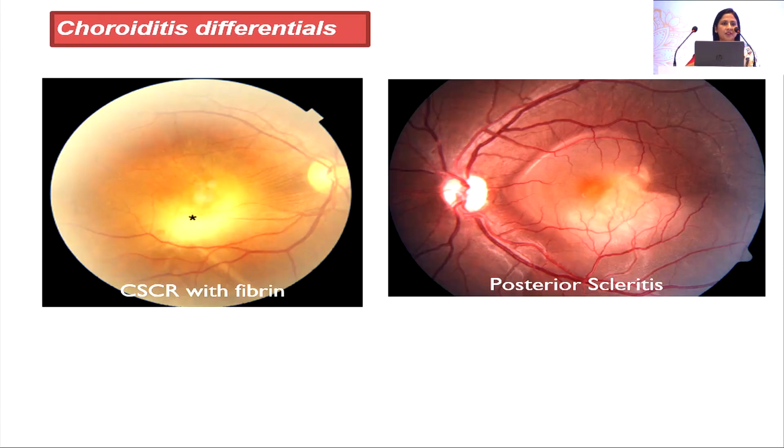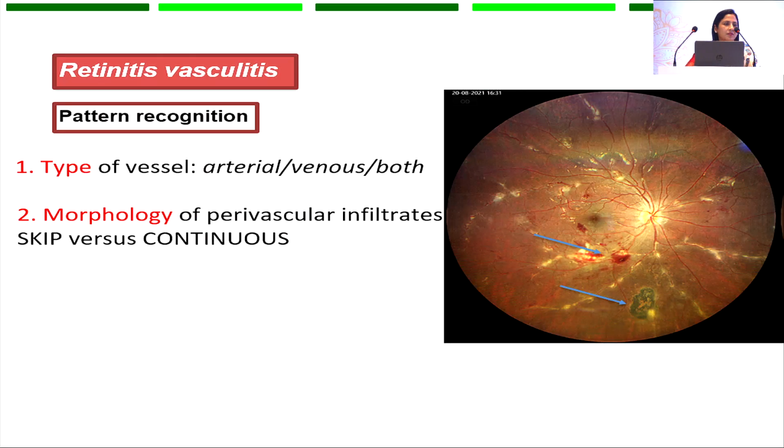So there are many differentials. Supposedly you see something like that, this is not always choroiditis. A simple thing like CSR with fibrin can also look like choroiditis, and posterior scleritis is also pretty common. So you need to differentiate, and I think here comes the role of angiography; no other investigation is going to help you with that.